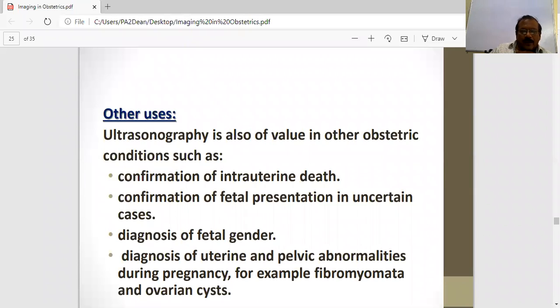Diagnosis of uterine and pelvic abnormalities during pregnancy, for example, fibroids and ovarian cysts. With pregnancy with ovarian cysts, we can do interventional ultrasound and take out the fluid from a simple serous cyst if it is existing along with pregnancy. Because we can't operate in advanced pregnancy with an ovarian cyst, we have to do the interventional ultrasound and take out the fluid from the serous cyst.